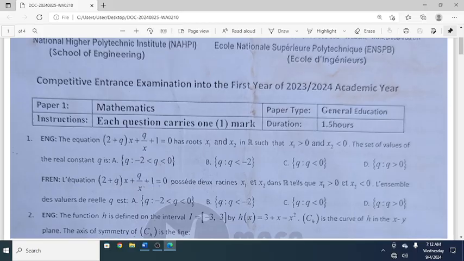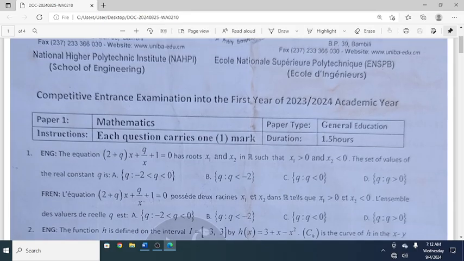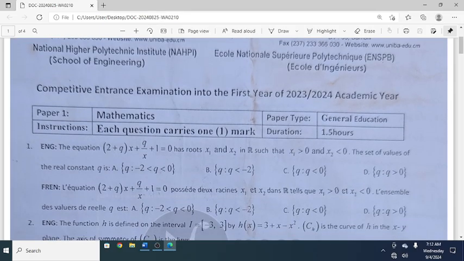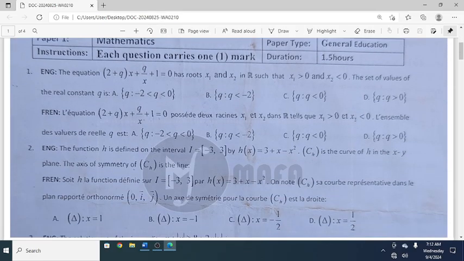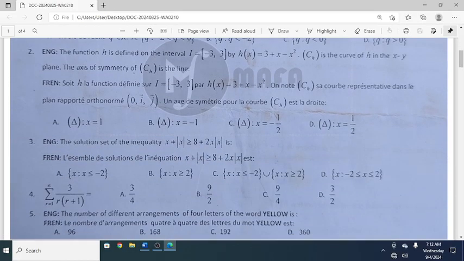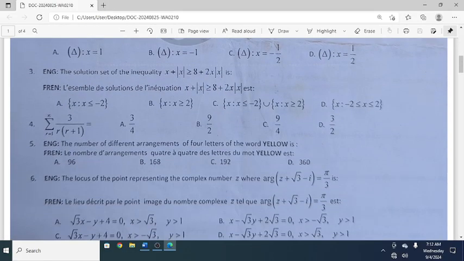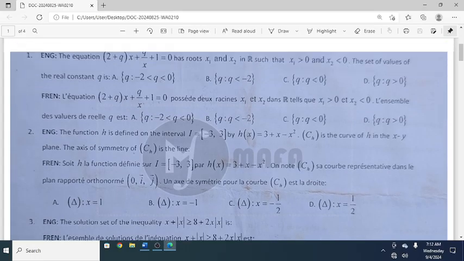So in this video we are going to be looking at Nahpi 2023 math solutions. I'm going to solve from question 1 to question 5, and then in the upcoming videos I will be completing the solutions as we proceed. Alright, so let's get started with the first question.